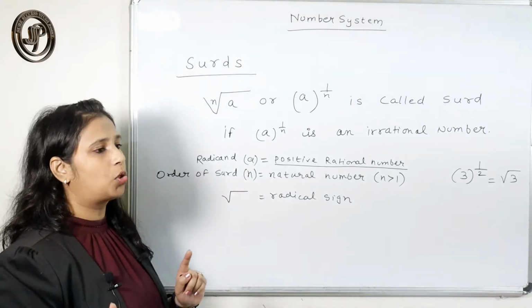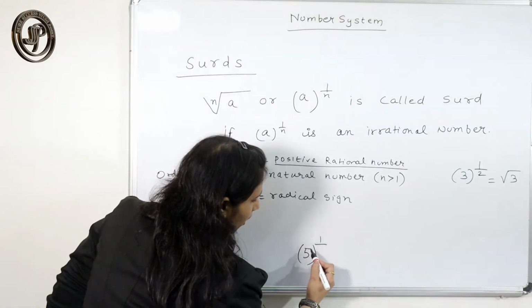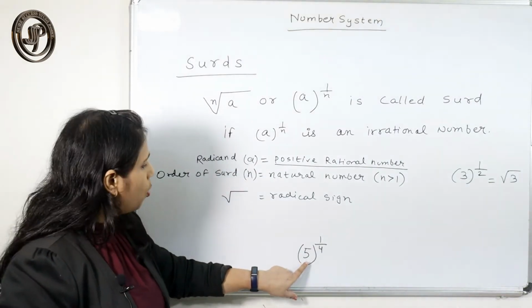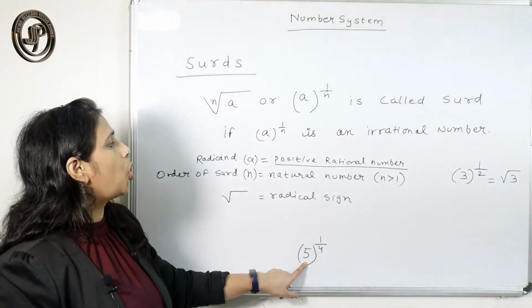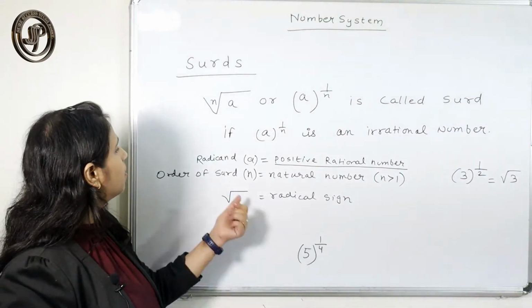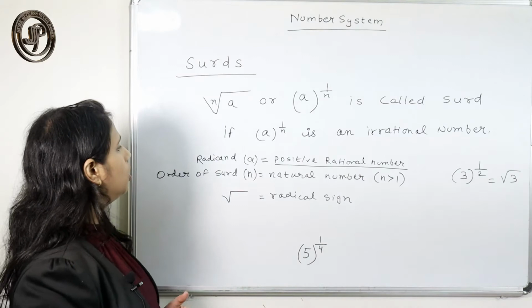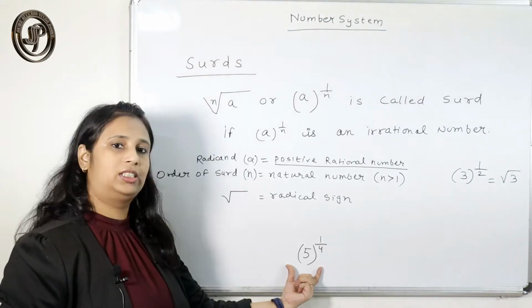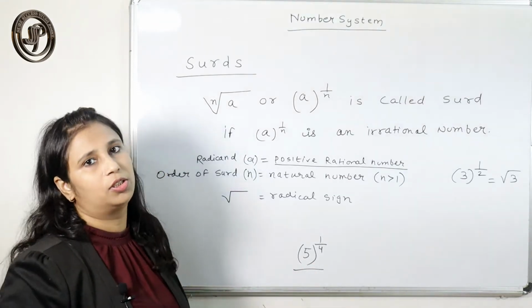Here, if I write 5 raised to power 1 by 4, this is your A and this is n. n is 4, A is 5. A is a positive rational number and is called the radicand. And this 4 is called your order. Because you can't further simplify this, it is an irrational number, and if it is irrational, it is called a surd.